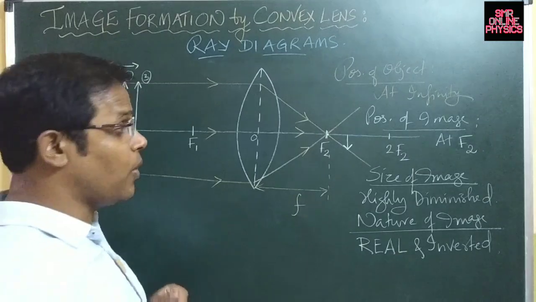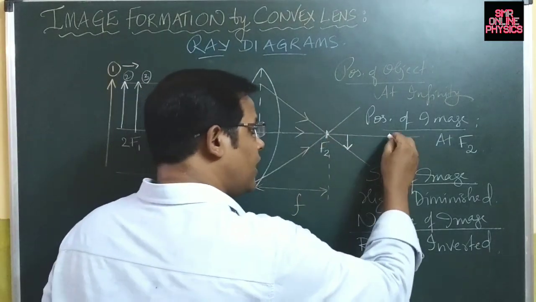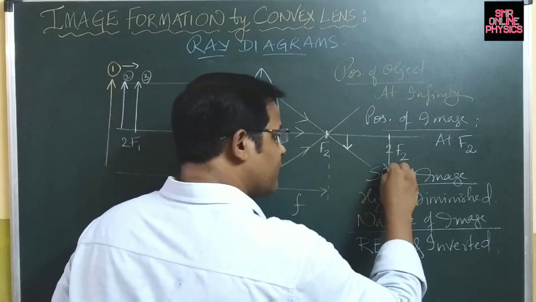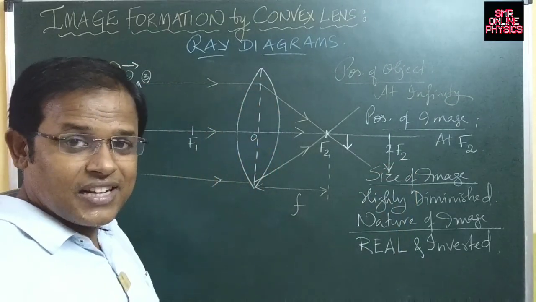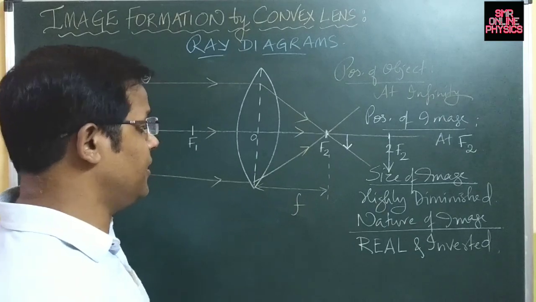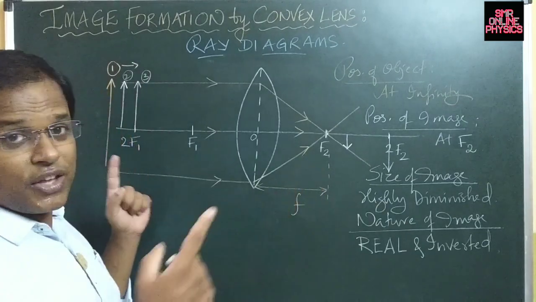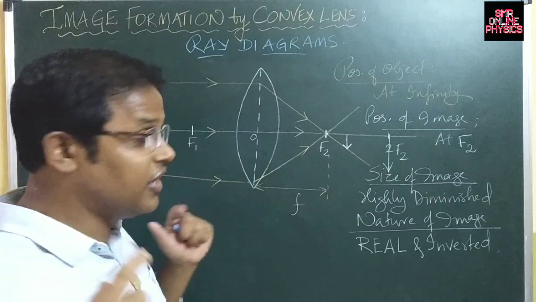Now coming to the third position, if you are here, suppose you are standing at 2F1, then there is the point. The image also shifts away and the image will be exactly forming at 2F2. This is real, inverted, same sized image. Okay, that is the only position where you got a same sized real image.